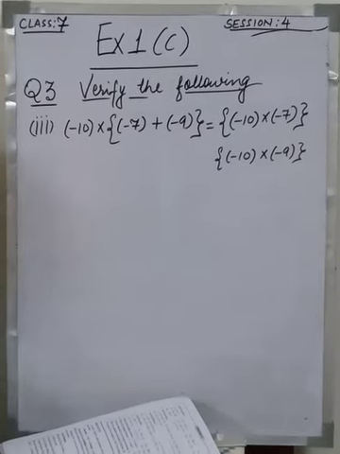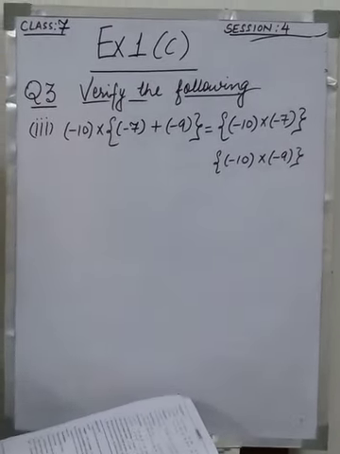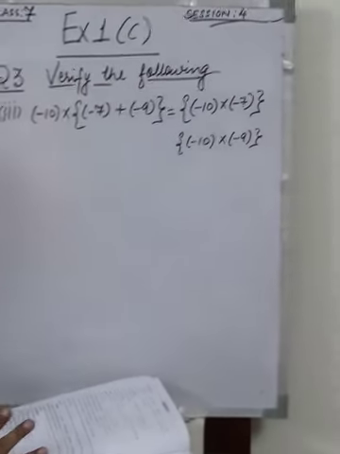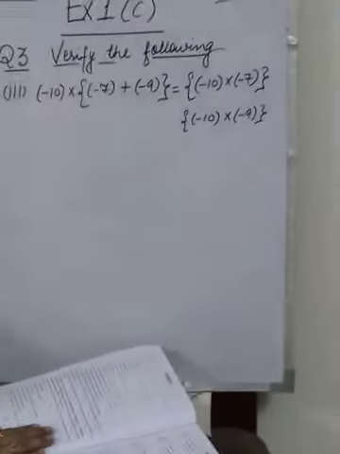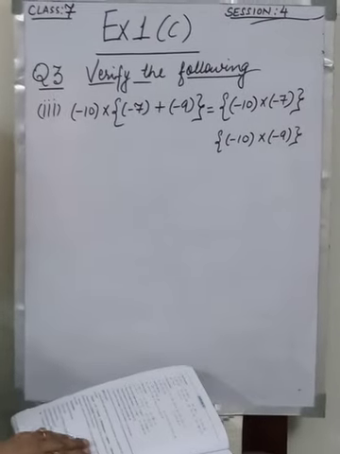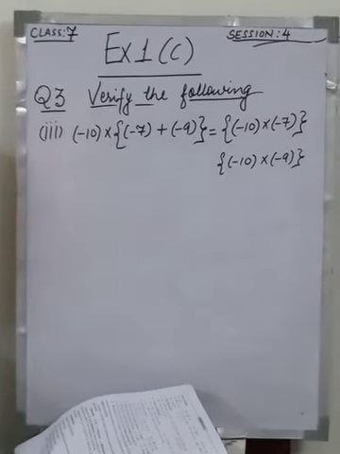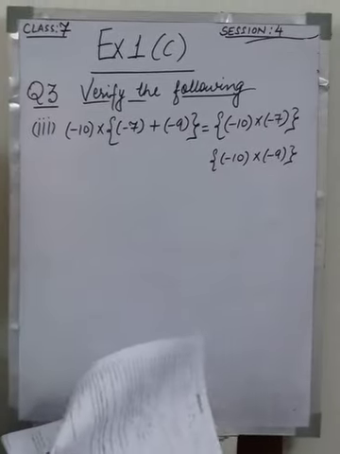Verify the following. Whenever we solve the LHS part and the RHS part, we find if they are equal. Before I start with this, firstly I'll recall the properties. When the addition of two integers is an integer, that is the closure property. Similarly, multiplication of two integers is an integer, that is the closure property.